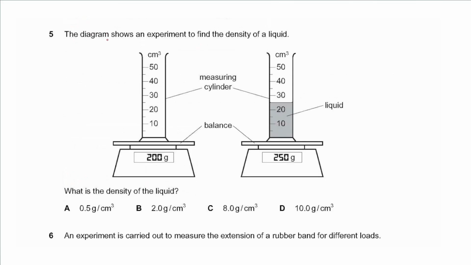Question 5 says the diagram shows an experiment to find the density of a liquid. The mass before adding the liquid was 200, after it was 250 grams. What is the density of the liquid? We divide the mass by the volume. So we divide the difference in mass, which is the mass of the liquid, 250 minus 200, by the volume of the liquid here. It is between 20 and 30, so this is 25 centimeter cubed. So this gives an answer of 2 grams per centimeter cubed, so we choose B.